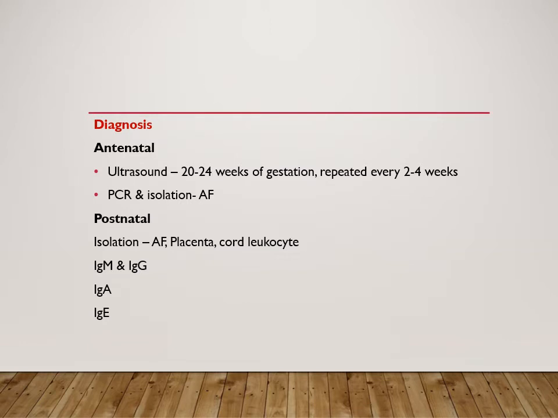Postnatally, there is isolation from the amniotic fluid, placenta, cord, leukocytes, or we can go for antibodies, IgM and IgG. As we know, IgG antibodies can be transmitted from mother to child. Therefore the titer is very important when you are doing IgG ELISA. If the titer is more than 1000 in the neonate, we can suspect congenital toxoplasma. Then we have to confirm by IgM testing. So confirmation is by IgM only.